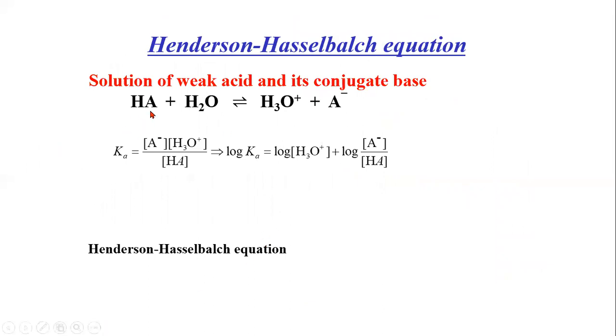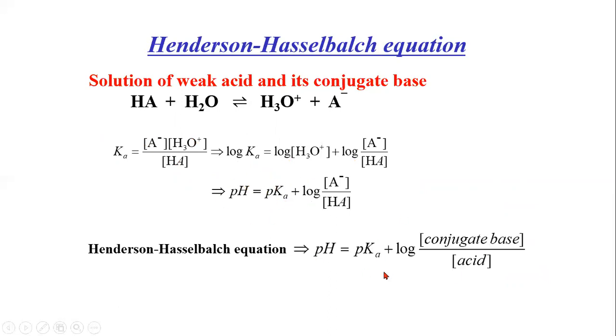Just as a reminder, anytime I have an HA in my solution and an A minus in my solution, so a couple, as long as I have a couple, then what we can say is from the Ka, we can take the minus log of both sides and take the log of H plus, put it on the opposite side. Then you will see that we can derive what is called the Henderson-Hasselbalch equation, which is very useful whenever I have a solution in the end where I have A minus in solution and HA in my solution.